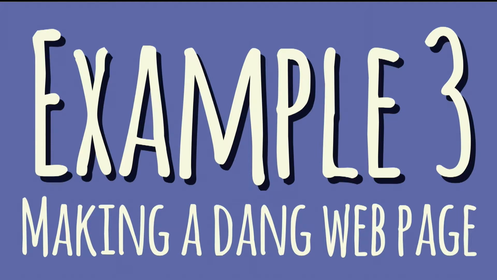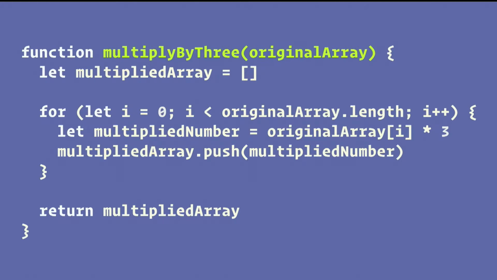So an example for a web page is something like this. This is imperative. I'm saying, okay, create a new variable called multiply array. Assign it the value of an empty array. Create a new variable I. Assign it the value of 0. As long as I is less than the length of the original array, run this block of code. Each time, increase I by 1. Create a new variable, multiply number. Set it equal to the original array at that index number and multiply it by 3. Push that into, that's a lot. That's telling it how to do that.